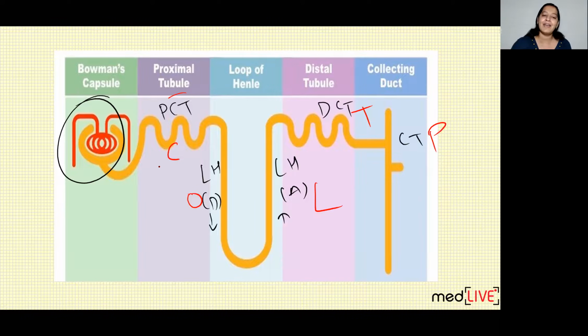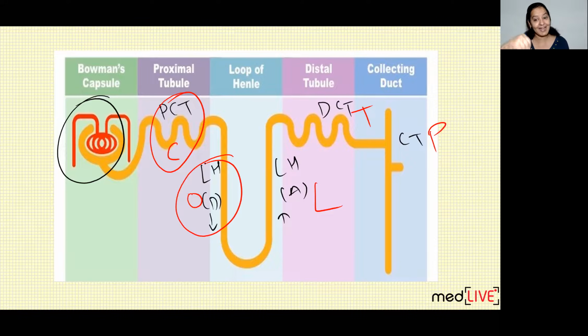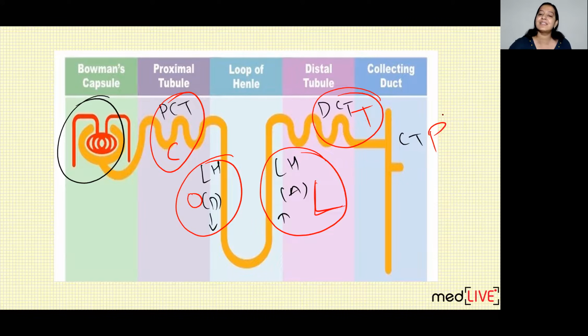So carbonic anhydrase inhibitor acts on PCT. O stands for osmotic diuretics. O acts on loop of Henle, descending limb. L stands for loop diuretics, high efficacy diuretics. Remember? So they act on loop of Henle, ascending limb. T for thiazides, that is medium efficacy. They act on DCT. And P stands for potassium sparing diuretics, and they act on collecting tubules.